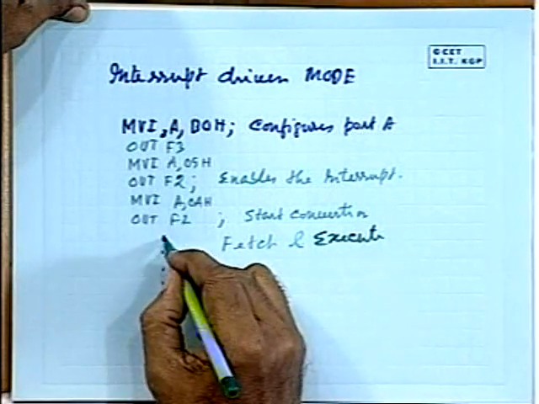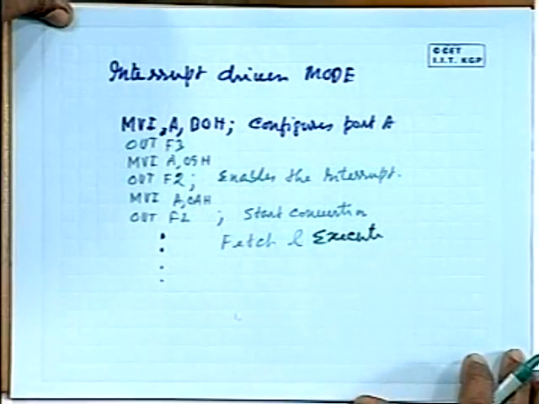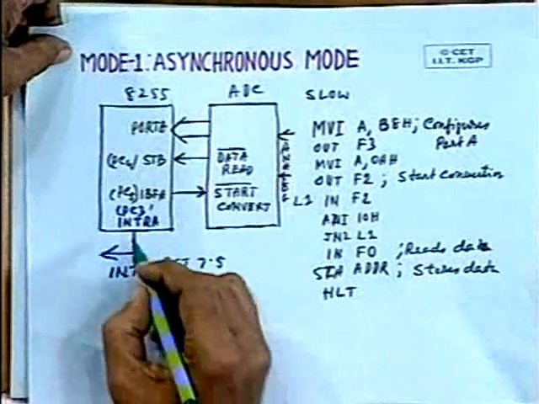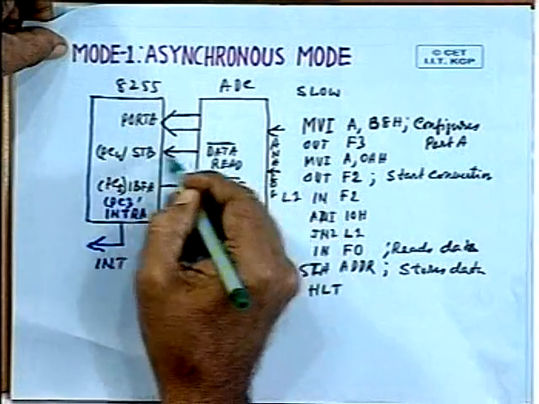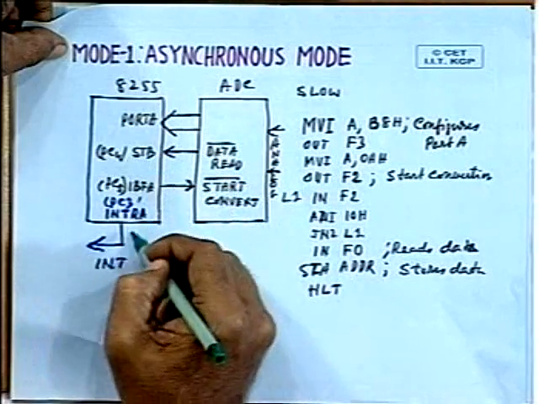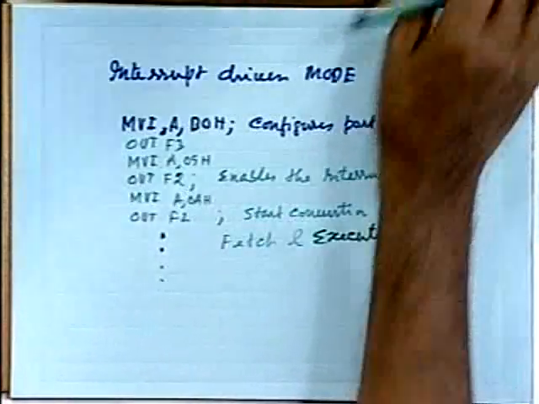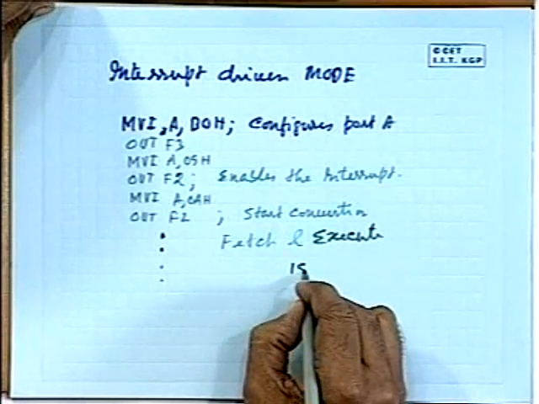various instructions which follow this OUT instruction. However, whenever the interrupt comes, this interrupt is generated when the data conversion is over. Then this signal will go and it will generate the interrupt. Whenever the interrupt comes, it has to jump to the interrupt service subroutine.